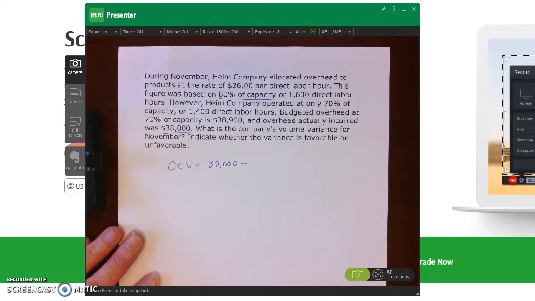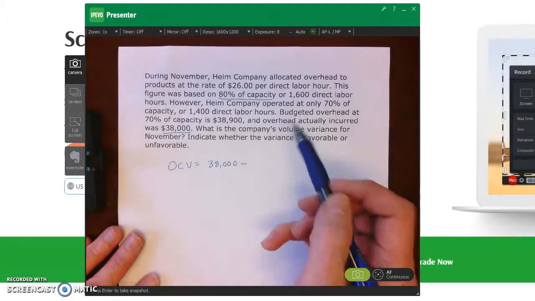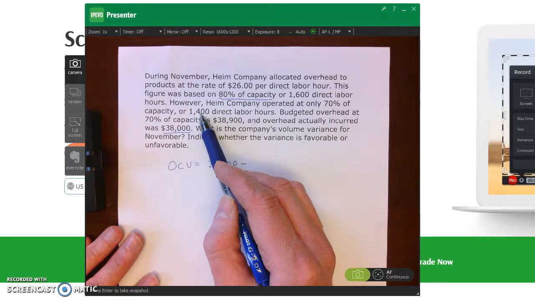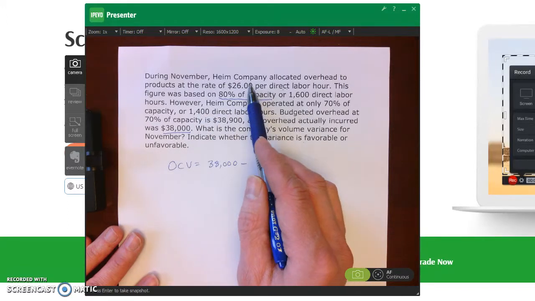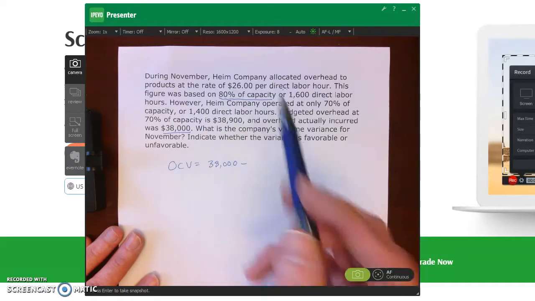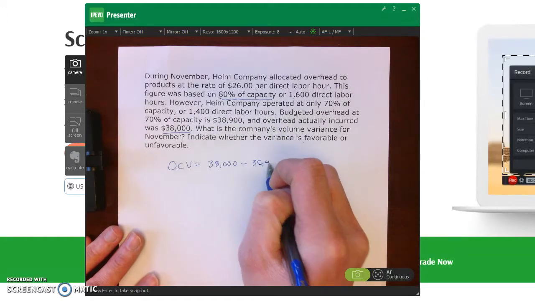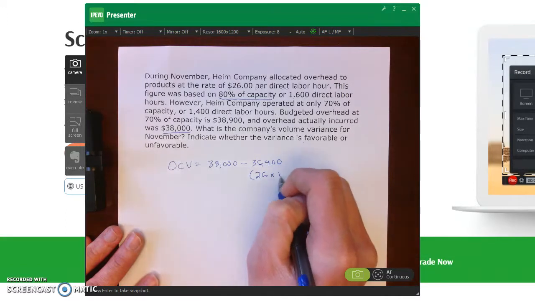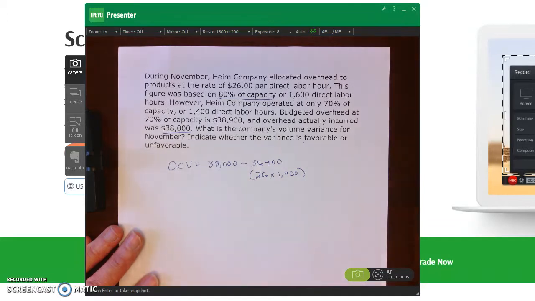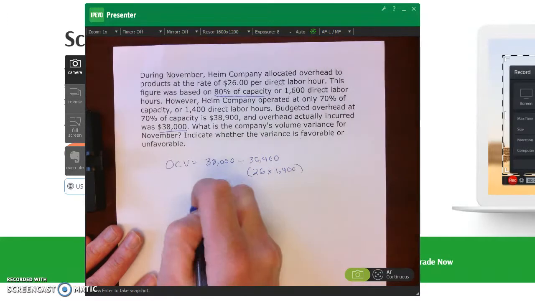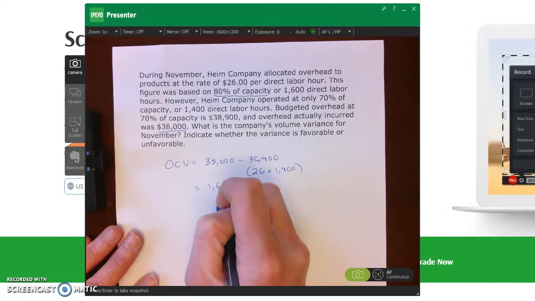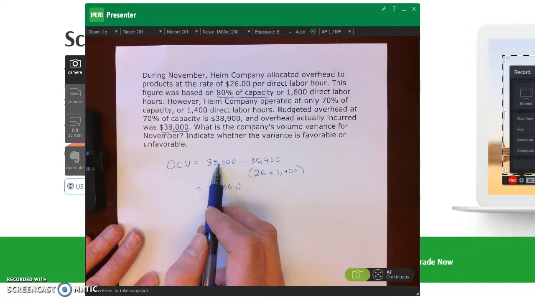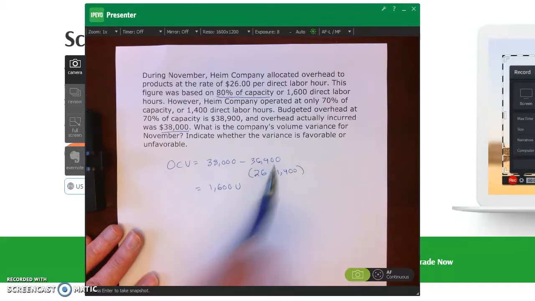Now, how much overhead did they actually apply? Well, they applied it at $26 per hour, and they had 1,400 hours. So $26 per hour times the 1,400 hours gives us $36,400. When you do the math, you get a total overhead cost variance of $1,600, and that's unfavorable because actual overhead is more than the total that was applied.